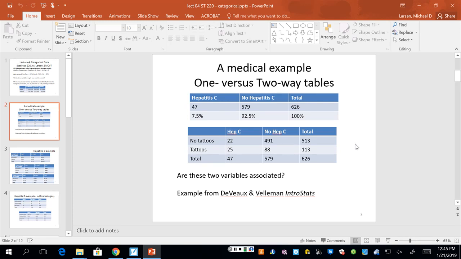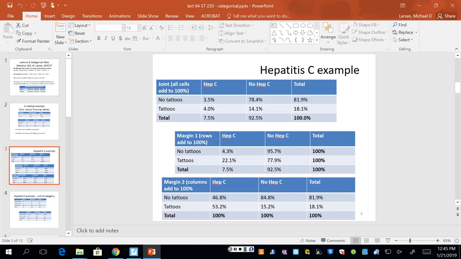And once you have a two-way table, you can look at the percentage in any one cell, like 22 out of 626, or you can look at the rows or the columns. So here are some percentages done different ways. Depending on the question, you're going to calculate things overall. This is the percent in each cell, and these four add up to 100%. 3.5% of the individuals had no tattoos and hepatitis C.